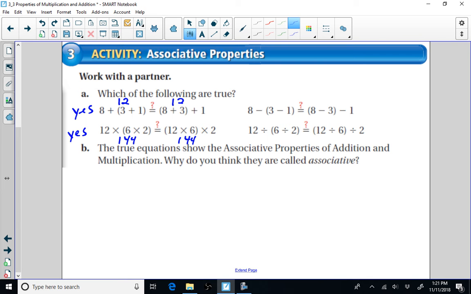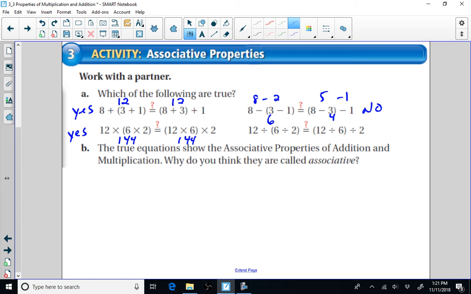Let's see if the same can be said for subtraction. 3 minus 1 is 2, so this would be 8 minus 2. 8 minus 2 would be 6. 8 minus 3 is 5. 5 minus 1 is 4. Does 6 equal 4? The answer to that is no. The associative property does not work with subtraction.